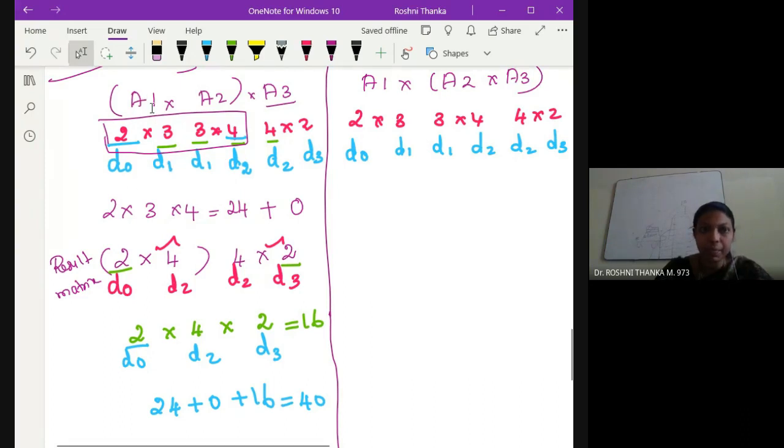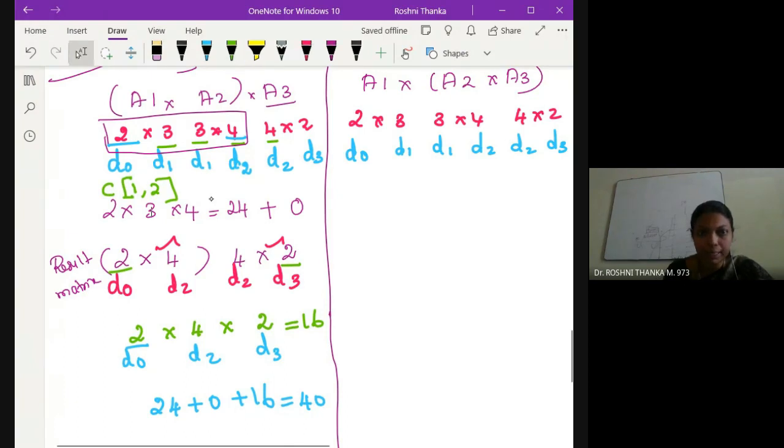First we multiplied these two matrices, A1 and A2. So first we found the cost of multiplying them. I'll write it in another color, the green color. So first I found the cost of multiplying matrices 1, 2, right? That's what we wrote. For multiplying these two matrices, the cost is represented as 1, 2, right?